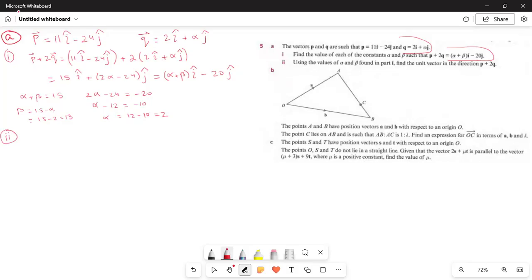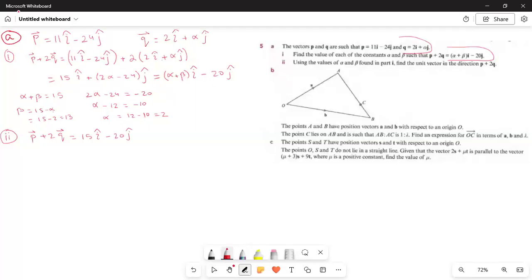It says, using the values of alpha and beta found in part 1, find the unit vector in the direction of p plus 2q. So we know that p plus 2q is given by this expression. This one or this one, you can use anything. So alpha plus beta means 13 plus 2, 15. So this is 15i and minus 20j.